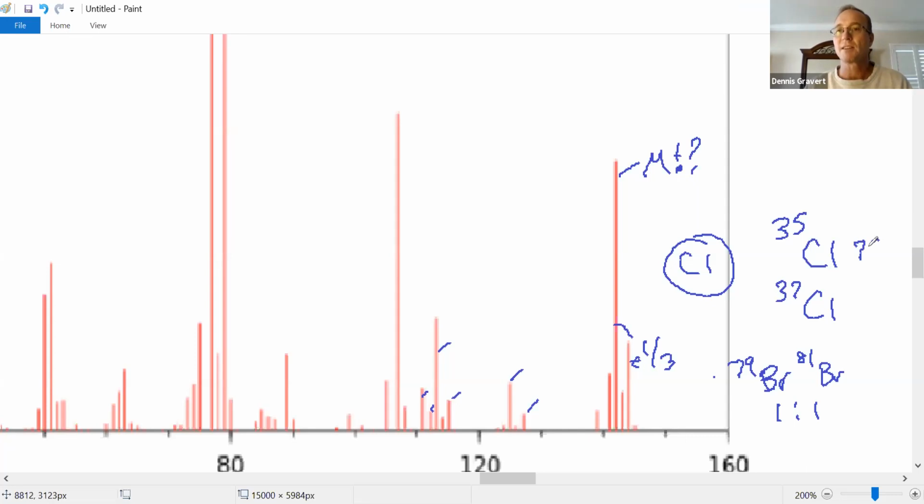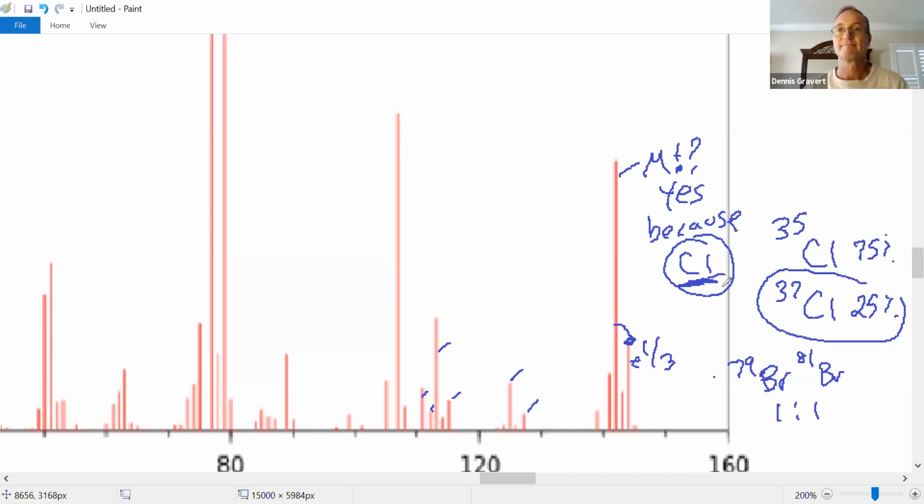Chlorine-35 is about 75% of the time, and chlorine-37, the heavier one, is only 25% of the time. This happens about 1/3 as much as that, right? 75 divided by 3 is 25, 1/3. So if there's twin peaks, these might be fraternal twins, not identical twins, and they're 2 mass units apart, that indicates a chlorine atom. So yes, it makes sense that this isotope peak is so big because we've got a chlorine atom here.